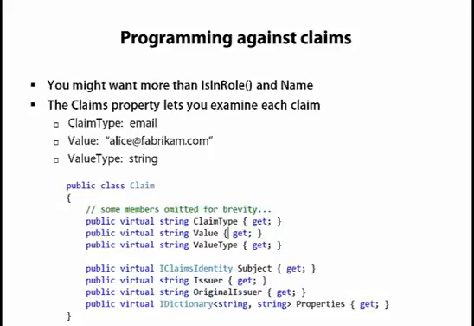Next is the value property, which returns the actual value of the claim. In the slide, the email name of Alice. One more is value type. It is the XSI type of the value in the XML representation.